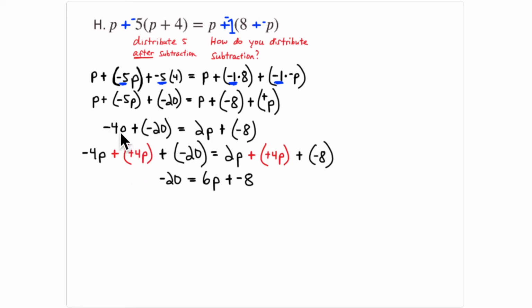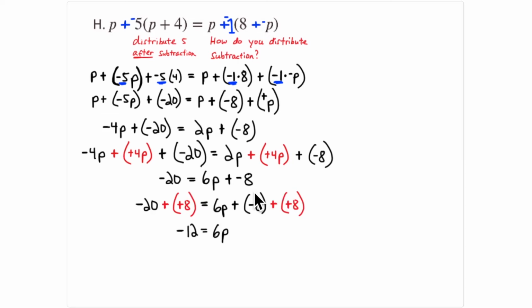I'm going to get rid of the negative p's by adding the additive inverse. The additive inverse of a negative 4p is a positive 4p. This becomes 0. You're going to be left with negative 20. And 2p plus a positive 4p becomes 6p, plus a negative 8. Now I want to get rid of this negative 8 by adding the additive inverse, which is a positive 8.